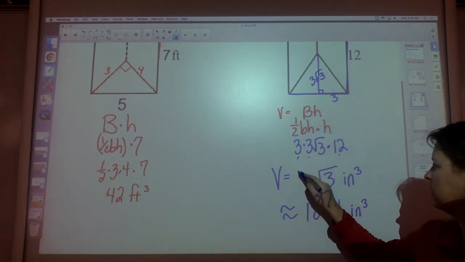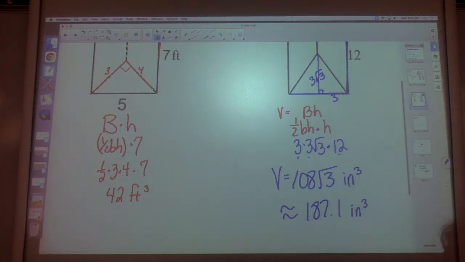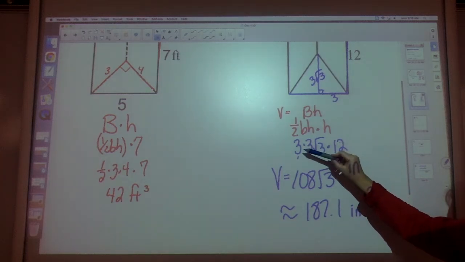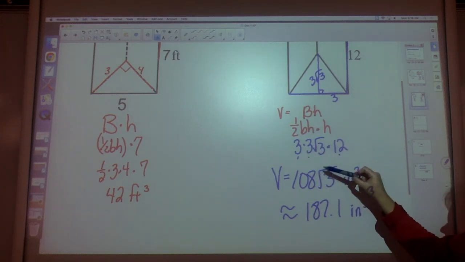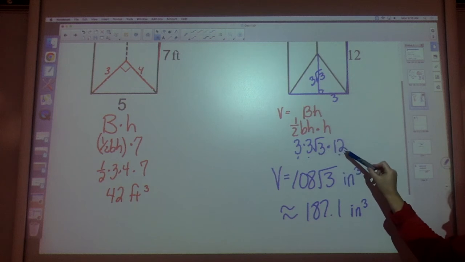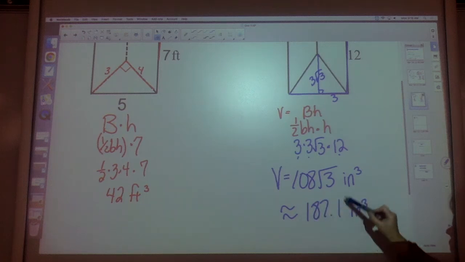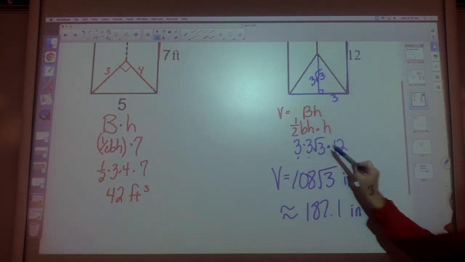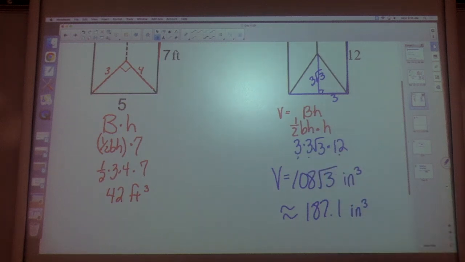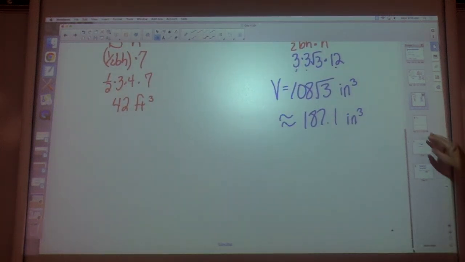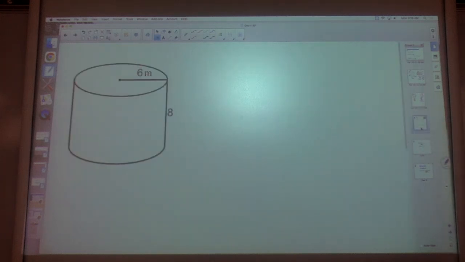3 times 3 times 12 is 108. Had I not checked my answer, I would not have known that. 108 square root of 3. So if I take 108 times the square root of 3, I get 187.1. So why did I do that? Because I had to check my math. I took 3 times 3 is 6, times 12 is 72, which was wrong. 3 times 3 is 9, times 12 is 108 square root of 3. When I checked my approximate answer, I went back up to the original, instead of using my false answer. Always good to double check.